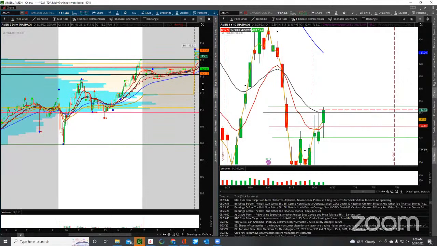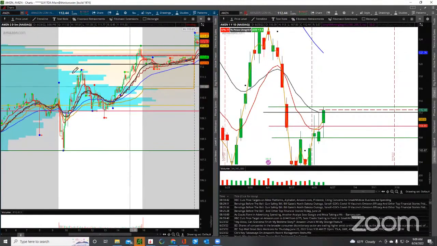What was the point of control number for Amazon? Amazon is right here. So point of control roughly around 112.50. When you're looking at my volume profile, this red area here is the point of control. So the point of control yesterday ended up being right near the high value area. All right, so that's Amazon. Let's go into AMD.